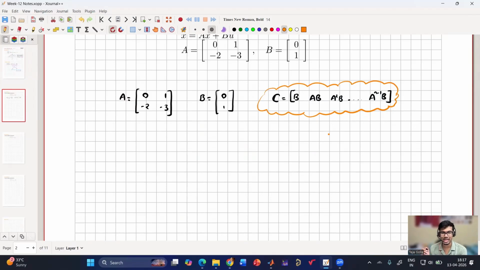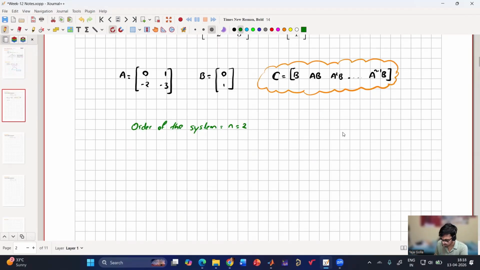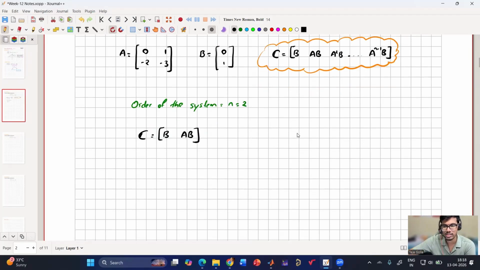We have to check. So first let us check what is the order of the system. So order of the system, which is n, is equal to 2 because the order of the A matrix is 2. So now our n minus 1 will become 1. So the controllability matrix that we will be checking is B as well as AB. So B is given, we have to calculate AB and then we have to check the rank of the matrix.